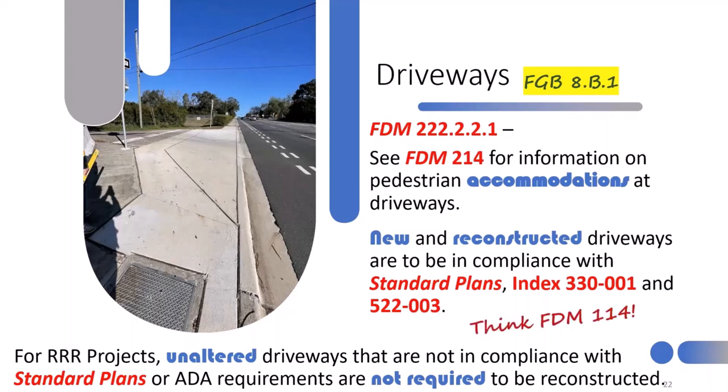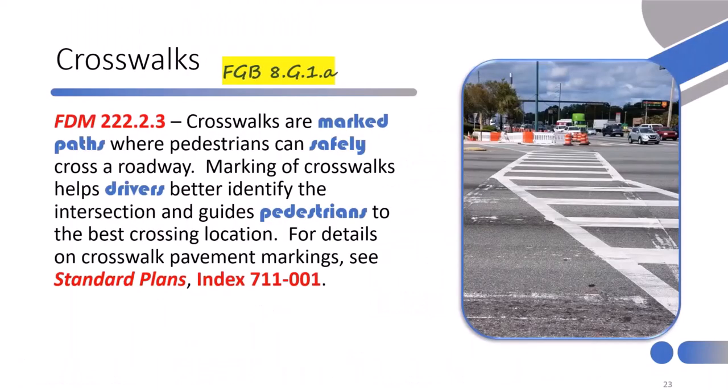But I do want you to direct your attention to some language in FDM 114, where it mentions identifying elements that can be improved during the course of a 3R project, but that's up to the district to decide during project development. Okay, crosswalks. Obviously, these are where pedestrians should be expected in the vehicular environment, right? They're crossing from one PED facility to the other PED facility on the other side of the street.